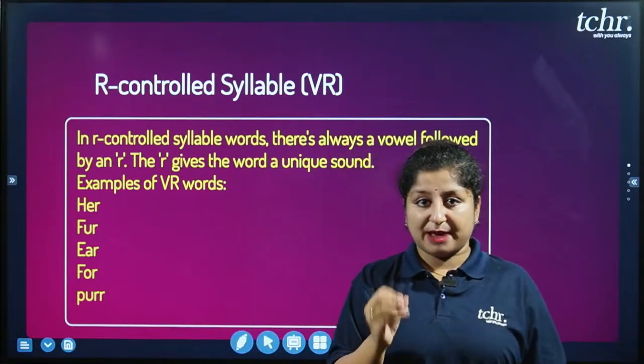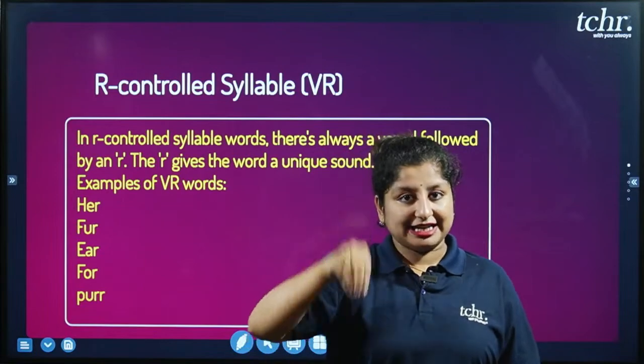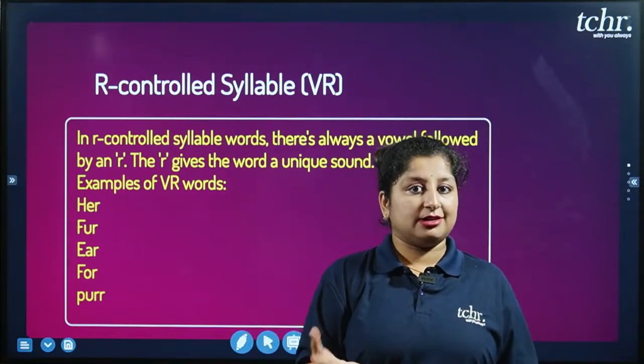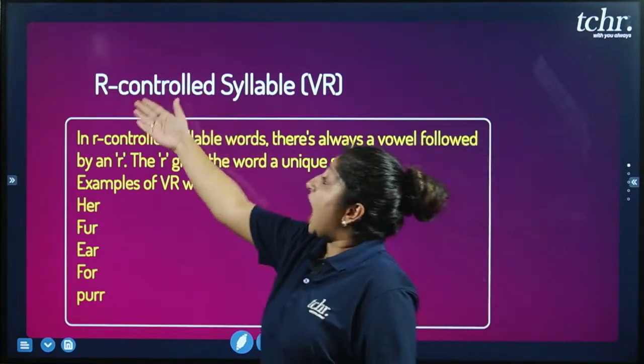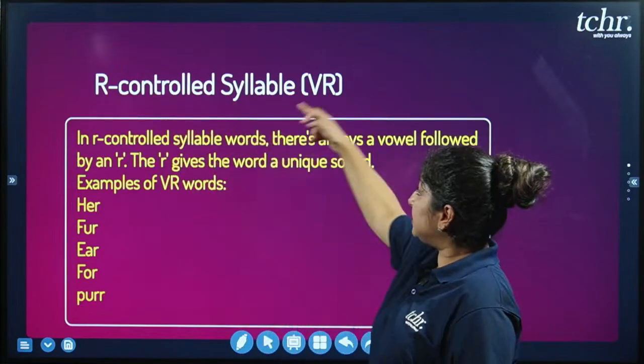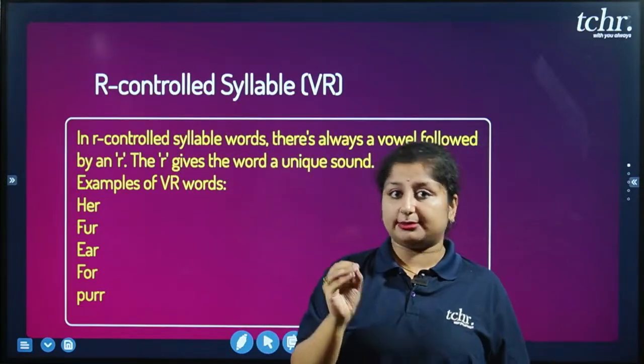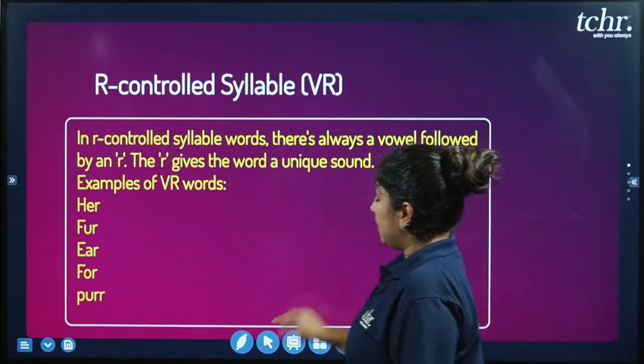So you know what is happening here? This R is getting stressed with a vowel. That is why we call them R-controlled syllables. R-controlled syllable ಅಂತ ನಾವು ಕರಿತೀವಿ.